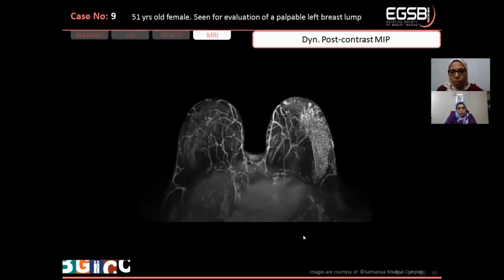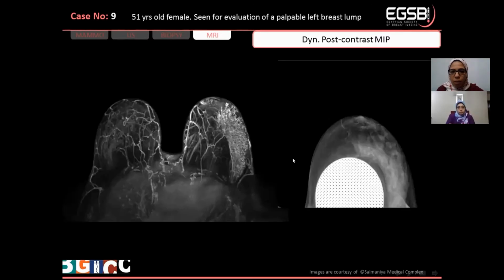The patient performed MRI in an outside clinic, and these are her images. This is the post-contrast images showing a clearly identified non-mass enhancement confined to the same area of asymmetry we identified in her mammography.